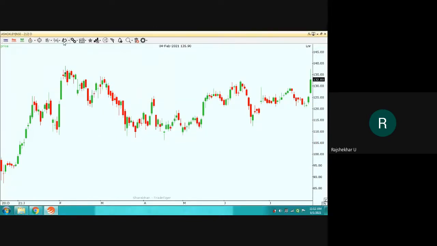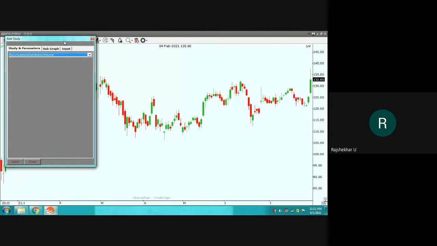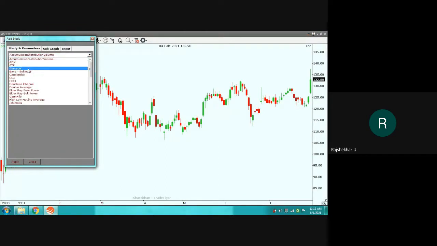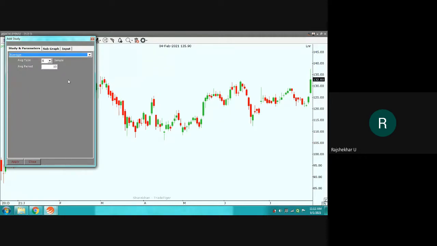Okay, settings I will show. In the settings, we have to go to moving average. In Zerodha and all, you try to search as moving average or average. So here also I'm searching it as average. In the average, we are going to use exponential moving average, and we are going to use 20 days or 20 candles average. 20 means the average price of 20 candles will be taken.